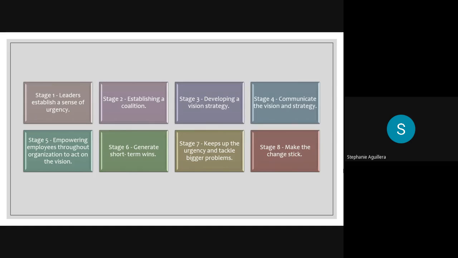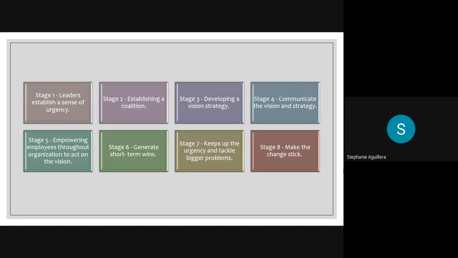Stage 2. Establishing a coalition. For the change process to succeed, there must be a shared commitment to the need and possibility for organizational transformation. Stage 3. Developing a vision and strategy. Leaders are responsible for formulating and articulating a compelling vision that will guide the change, and developing strategies to achieve that vision.